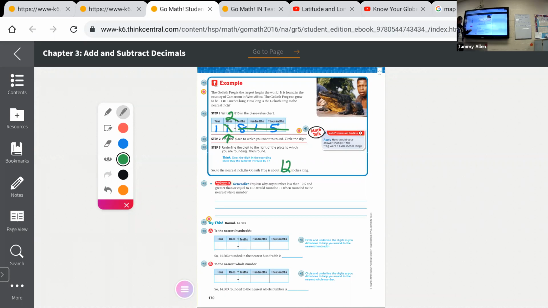When we go down here to try this A, again we put the amounts into the table. This time we went around to the nearest hundredth, which is over here. The 3 tells us to do what? Keep it the same. We don't change the 0, but we eliminate the 3. So our rounded amount is 14 and 60 hundredths. The 0 stays because we're rounding to the hundredth place.